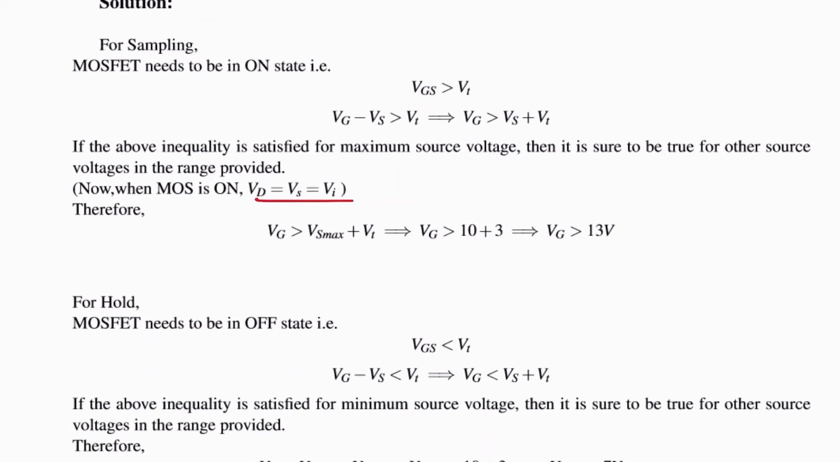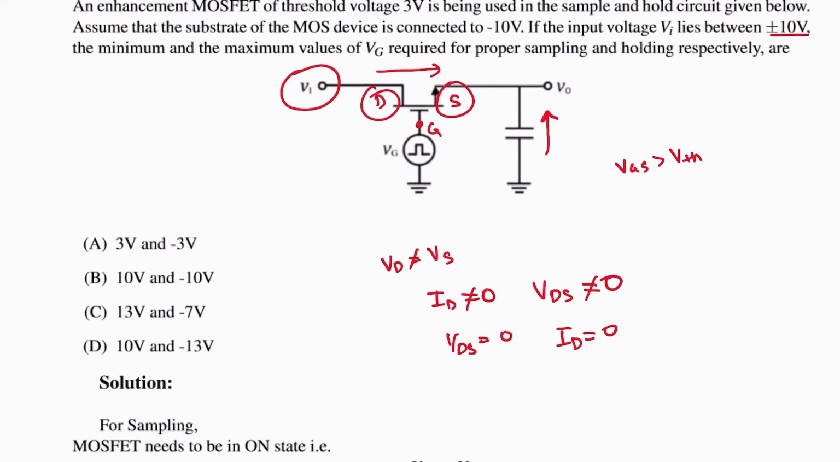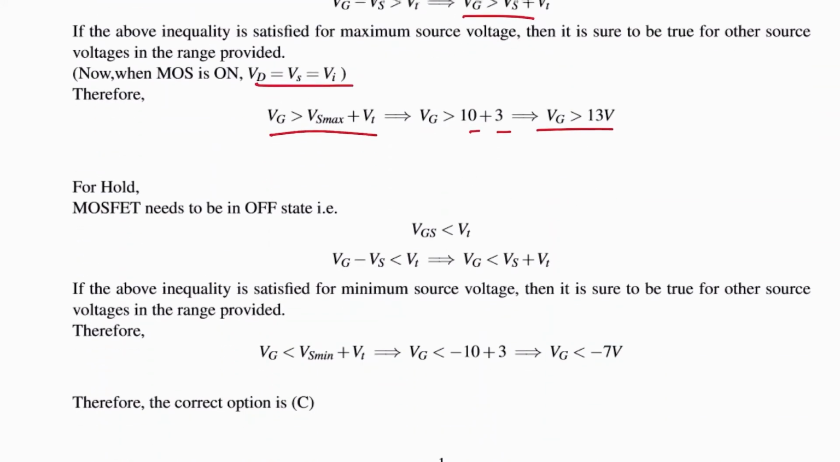So the inequality now becomes VG greater than VS max plus VT, which implies VG greater than 10 plus 3, which is the respective input voltage maximum value and threshold voltage. 10 plus 3, so VG has to be greater than 13 volts. This is so that VGS is greater than VT.